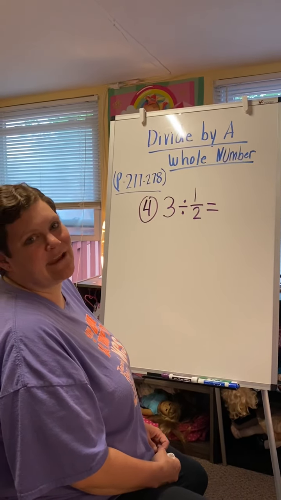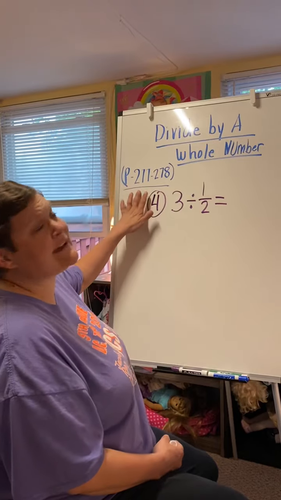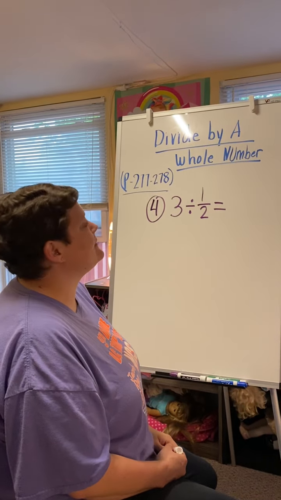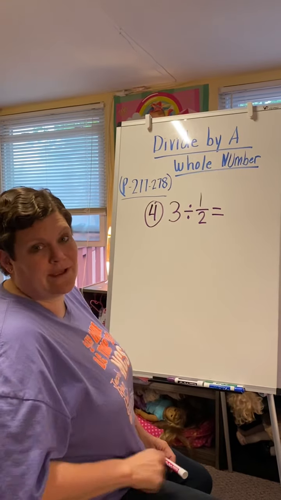Hi, fifth grade. Today we are dividing by a whole number. We're going to start on page 277. We're going to start with number 4. We're going to skip 1 through 3 so you can mark them out on your papers.